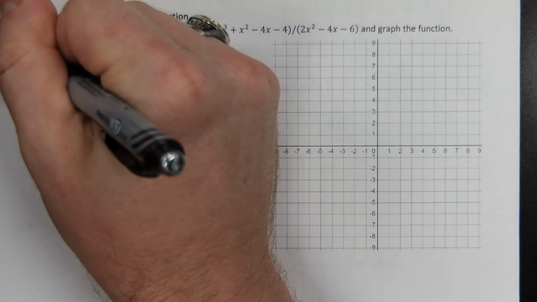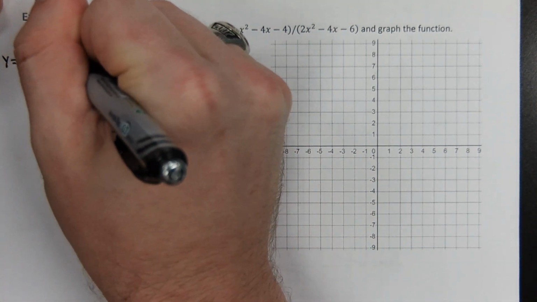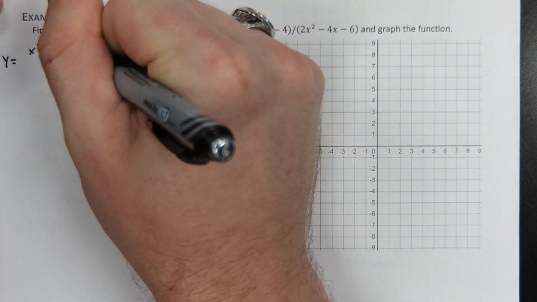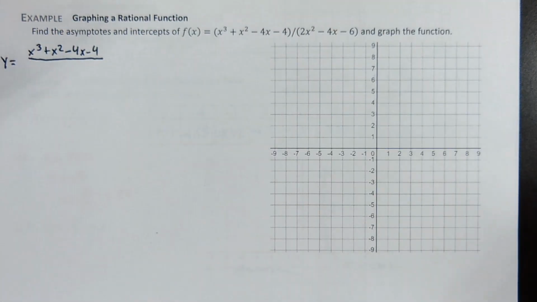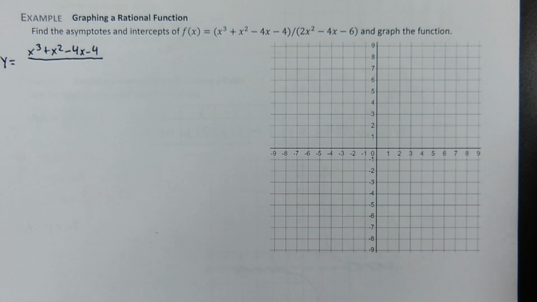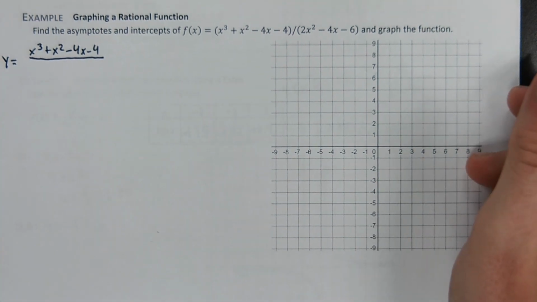x to the third plus x squared minus 4x minus 4. And on the bottom, 2x squared minus 4x minus 6.